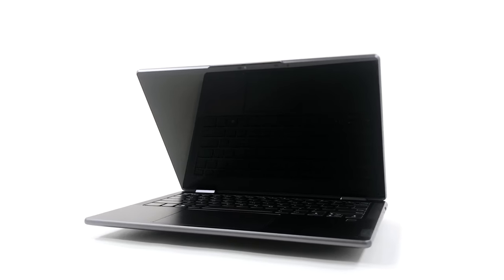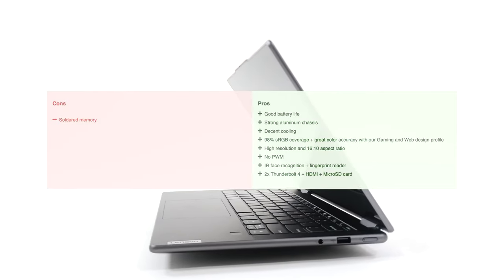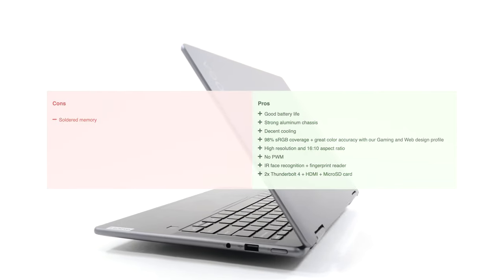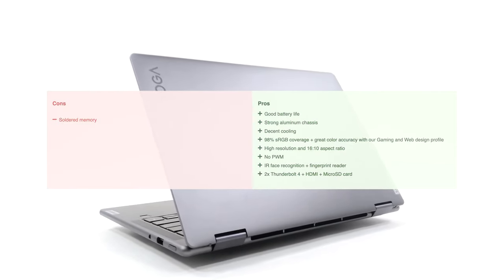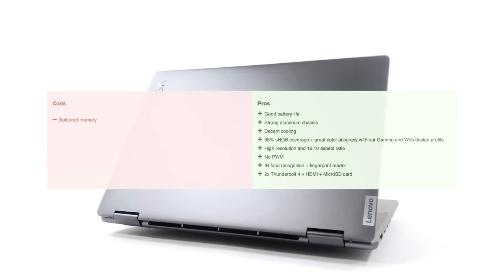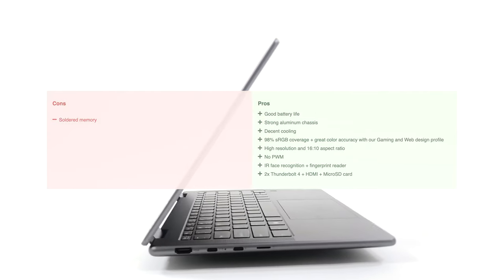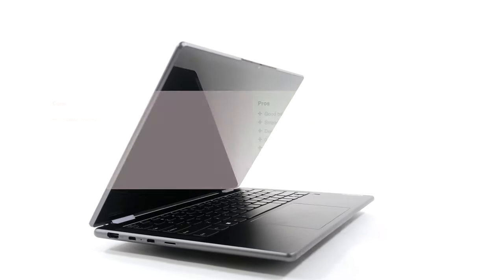Obviously, if you need the best possible performance, you won't find it here. However, the portability aspect is important for many people, and this is where the Yoga 7i shines. It can be very useful both as an office device or a photo editing station for the road, while also being great for consuming media with its convertible design.